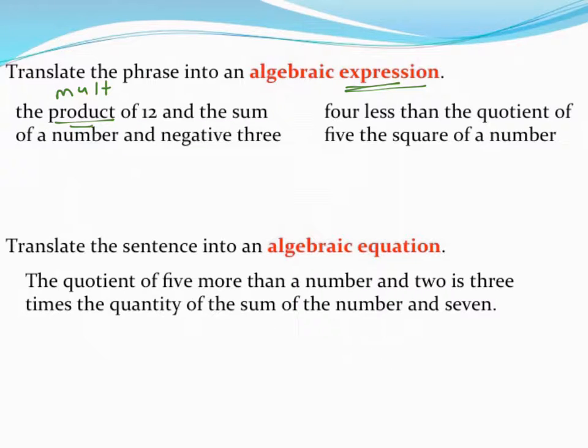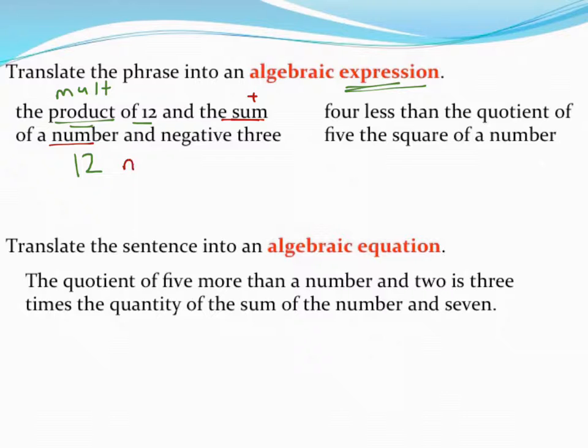It tells me I'm going to be multiplying 12 and something else. And they get a little more complicated because it's not just 12 times a number, but it's the product of 12 and the sum of something else. So I'm going to be multiplying 12 by something that's being added together. The two things they want me to find the sum of are a number, which I don't know. So anytime in algebra when I don't know something, I'm going to use a variable, whatever letter you want to use. I'll just use n for the number.